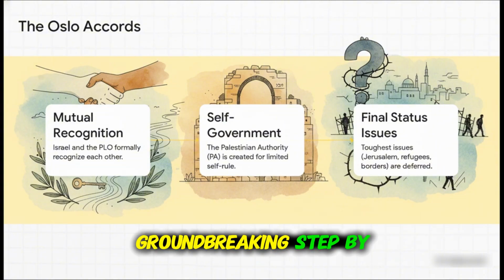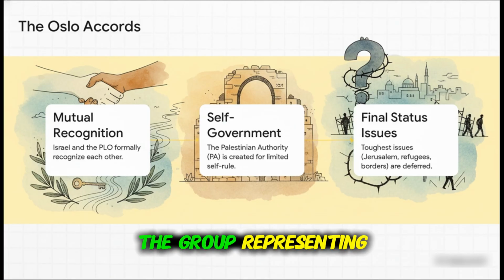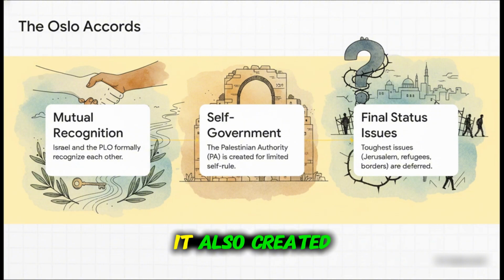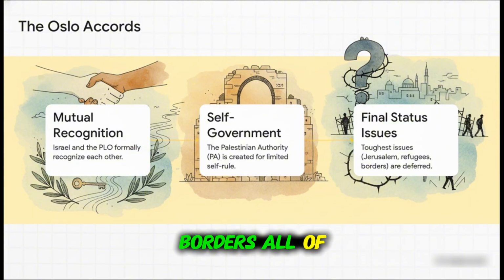This was a groundbreaking, step-by-step process. I mean, it led to mutual recognition between Israel and the PLO, the group representing the Palestinian people. It also created the Palestinian Authority for limited self-rule. But here's the critical flaw. It kicked all the toughest issues down the road. Jerusalem, refugees, borders, all of that was deferred.